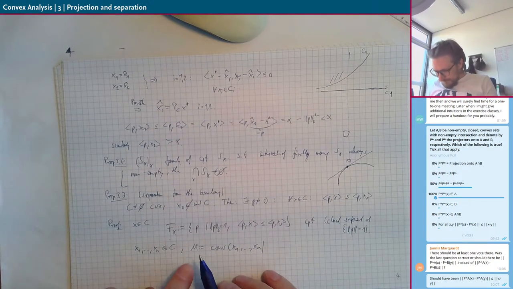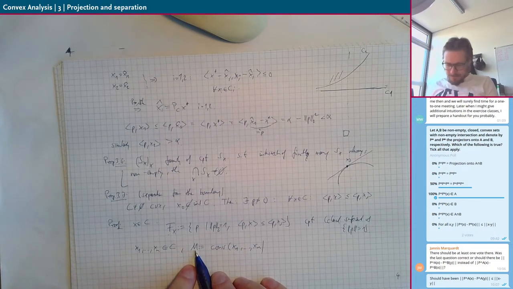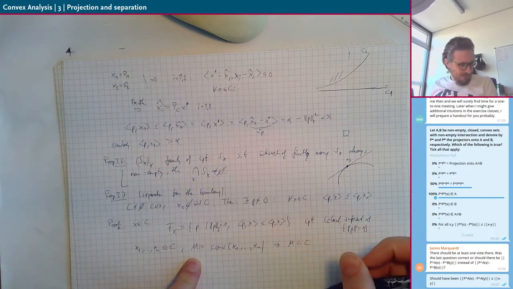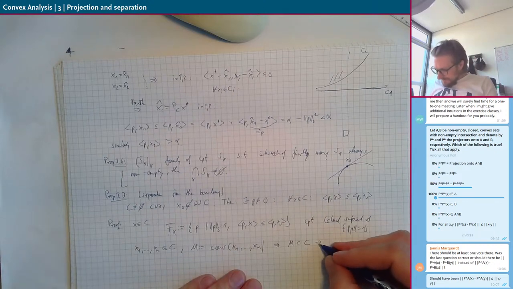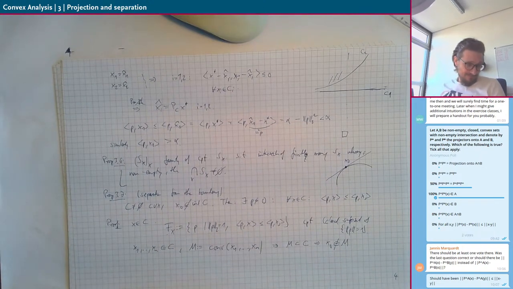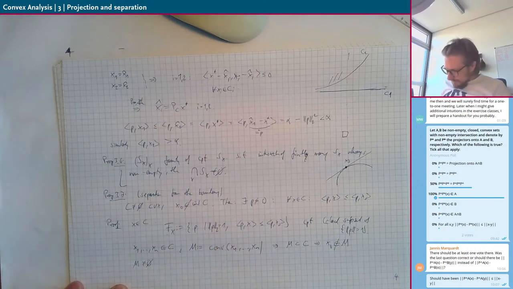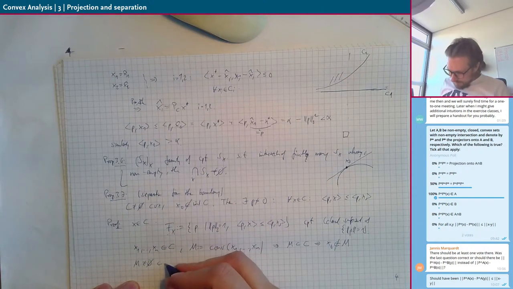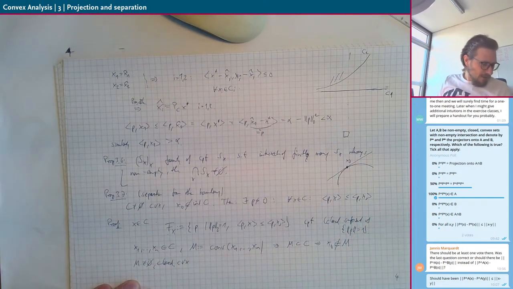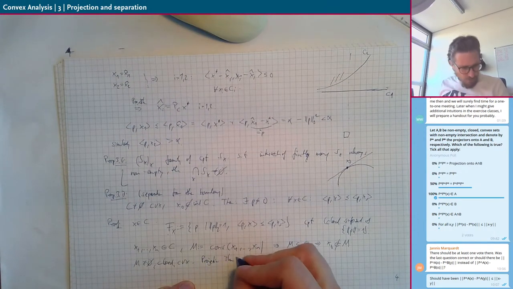Okay, so now they are all in C. M is convex, the convex hull of points in C. And because C is convex, M is a subset of C, and hence x0 is also not in M, it's not even in the larger set. Also M is non-empty, all the points are in there, it's closed as the convex hull of finitely many points, and it's also convex. So we can use the projection theorem onto M.